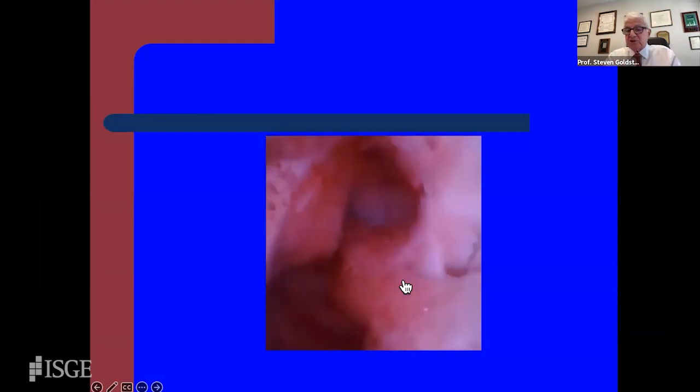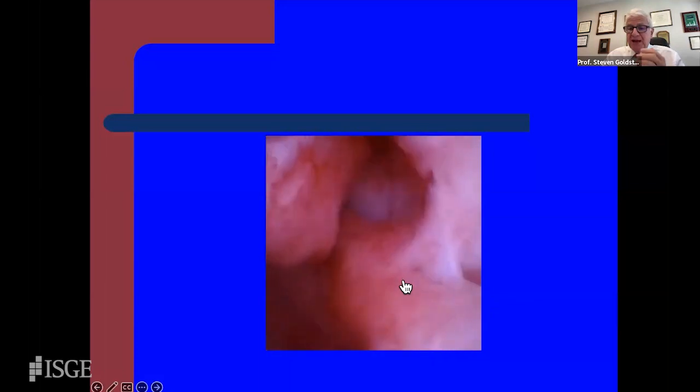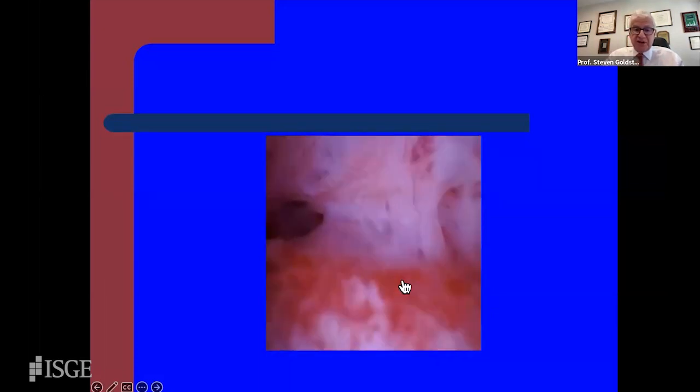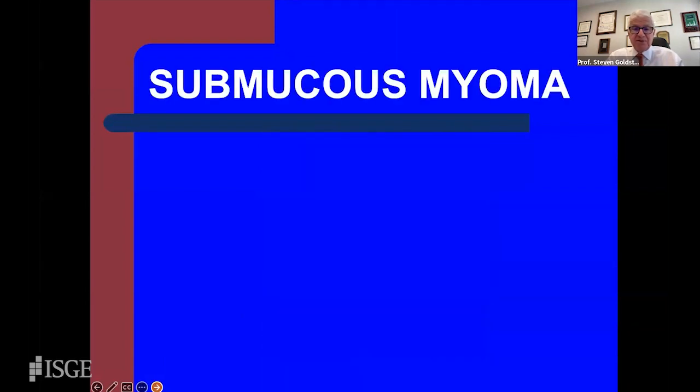Well, I take more pictures because I'm showing this to you, but at this point I'm done. I remove my scope and I make arrangements to take her to the operating room or theater, as some people call it, to remove these.